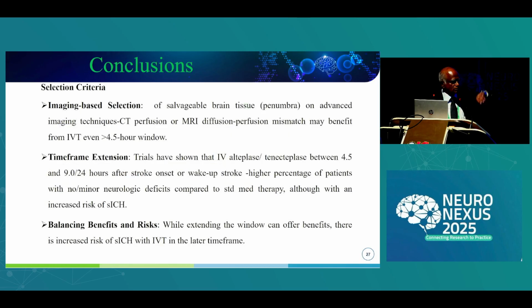To conclude, ladies and gentlemen, my time is over. Imaging-based selection of salvageable brain tissue with a penumbra on advanced imaging techniques, with a mismatch, may benefit from IVT even beyond the 4.5-hour window. The time frame extension, as of now, the literature on RCT is only up to 9 hours. However, if you take the Chinese study, we can extend it up to 24 hours in appropriate settings. Balancing benefits and risk is always to be considered by the bedside in consultation with the attendants.